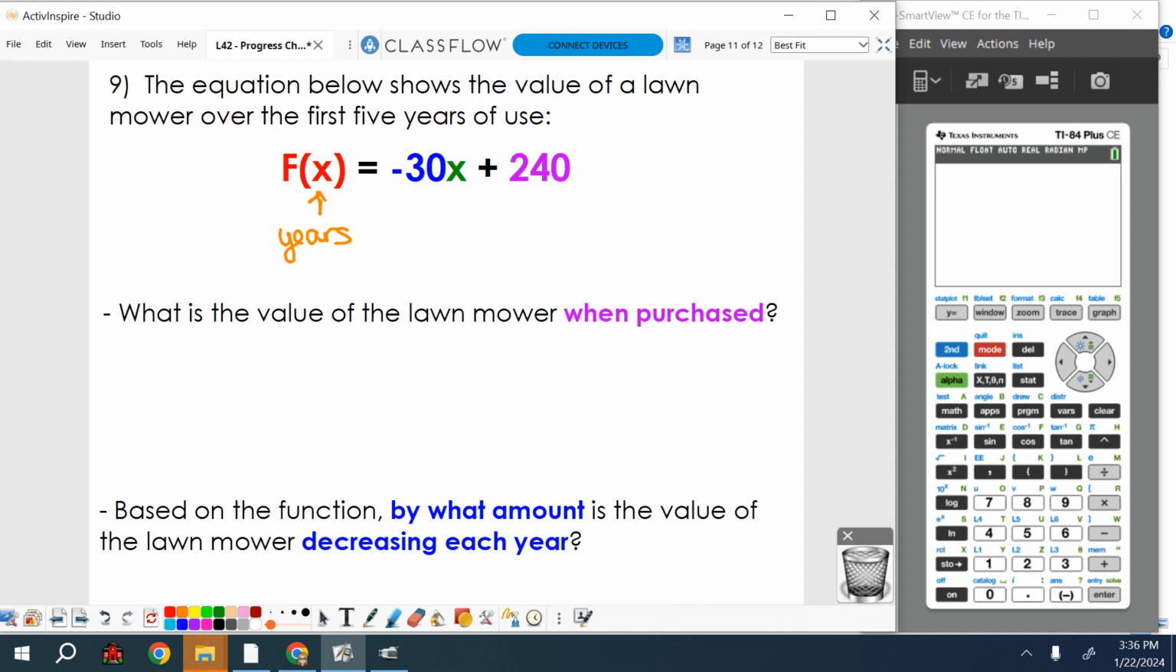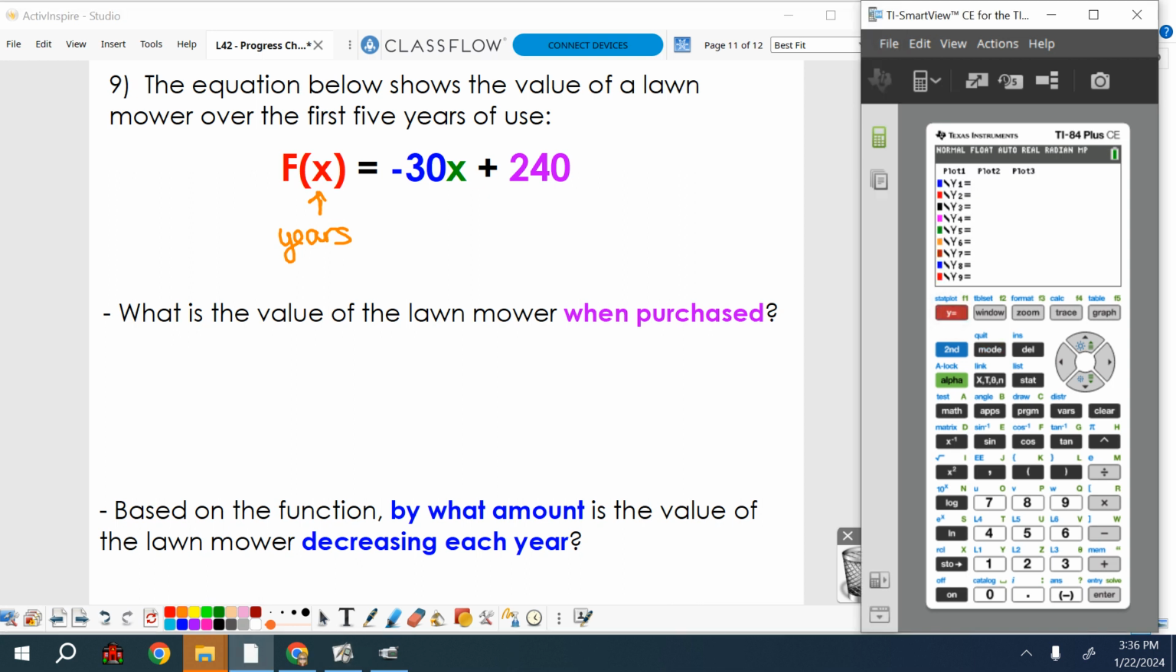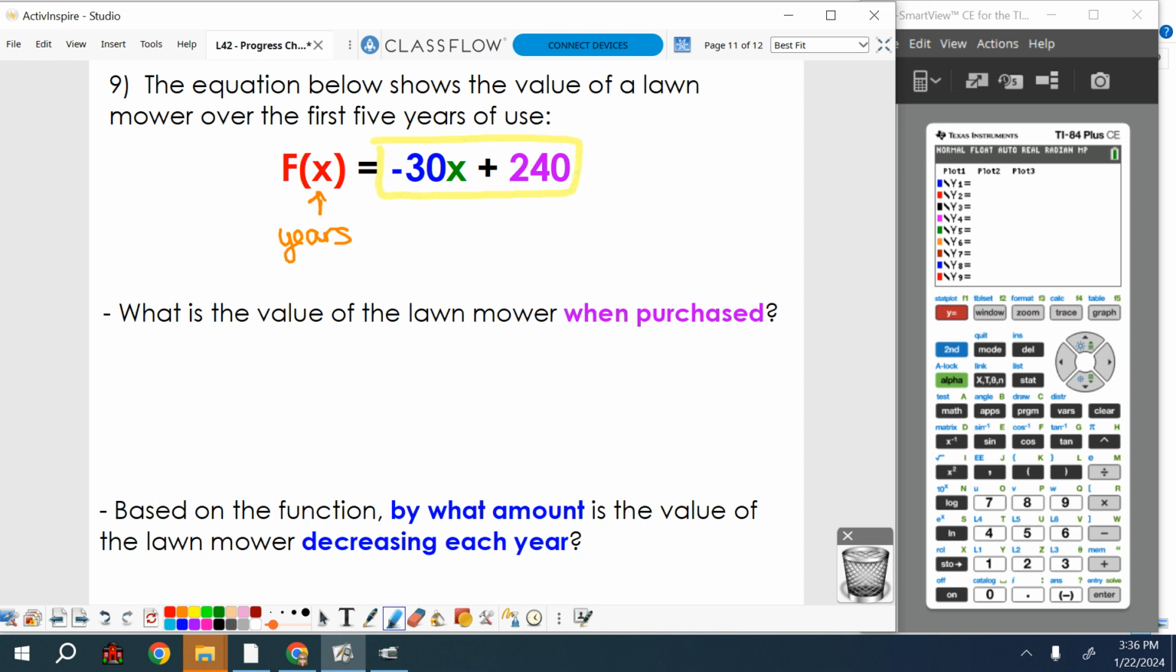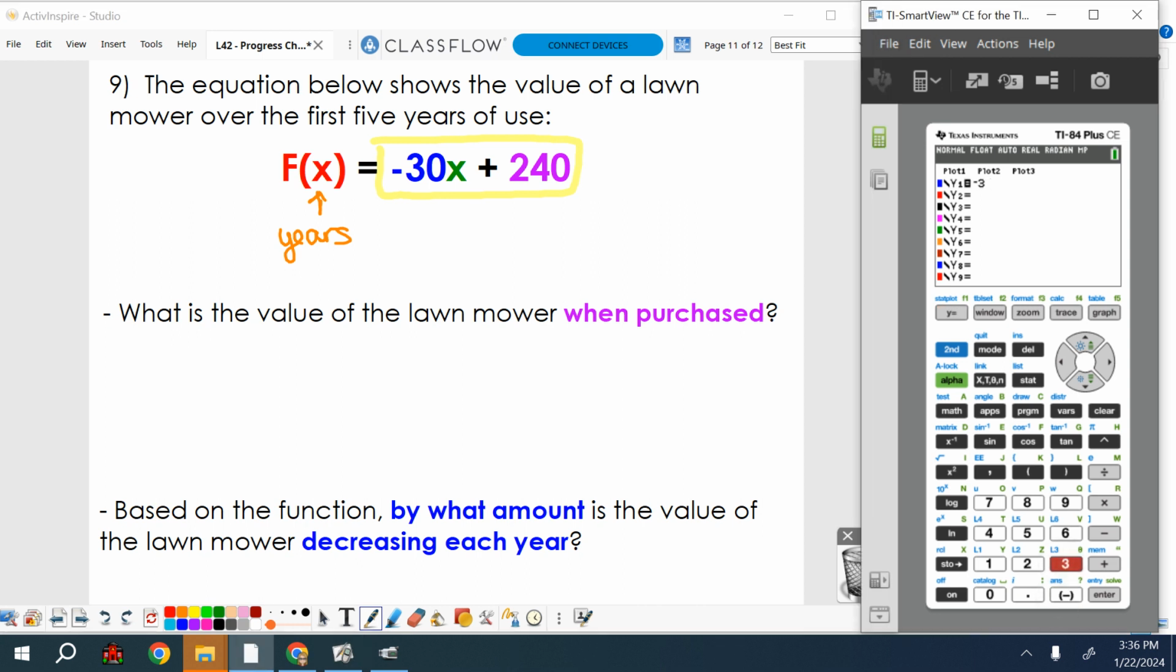do these problems is going to be with a table. So we're going to go over to our calculator. We're going to enter in the equation, just this part of it, because the y equals is already there. So what we're going to put in is negative 30x plus 240. Now to get to the table, we'll hit our second key and the graph key, because when you look, the second command for graph is table. And now we can answer the questions.